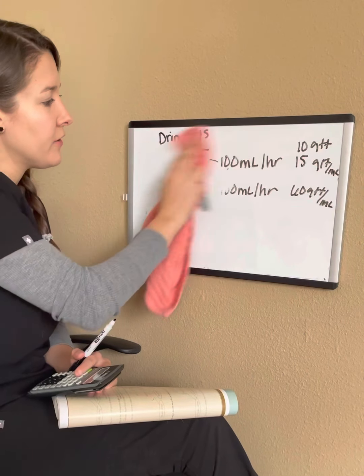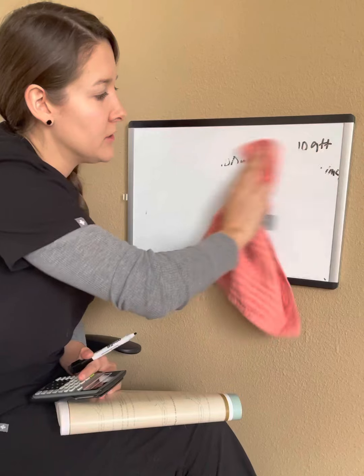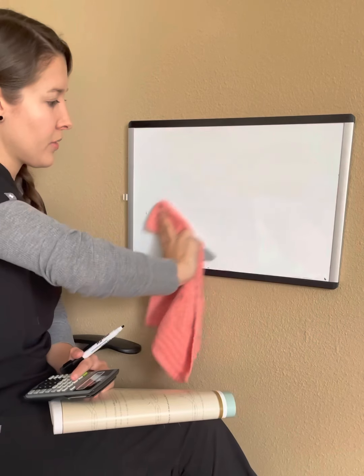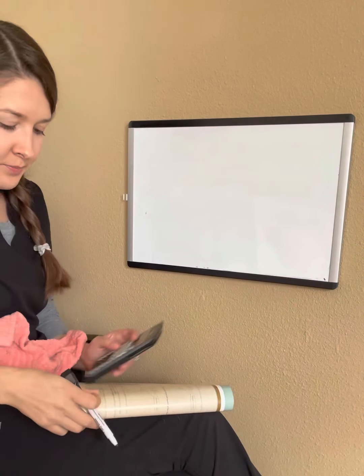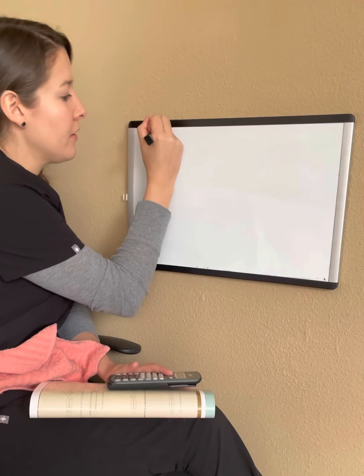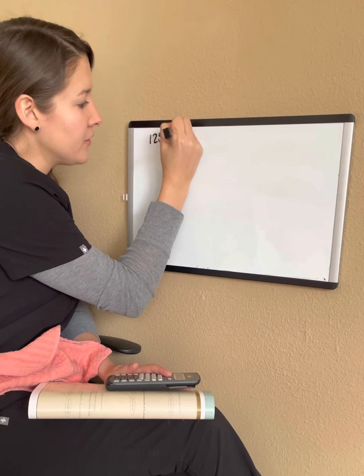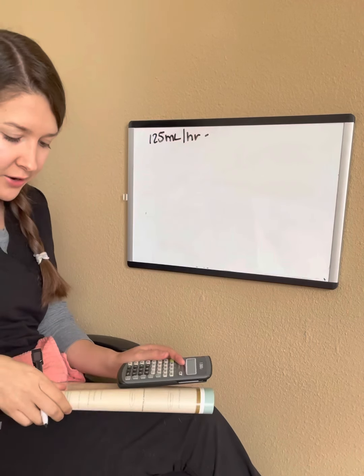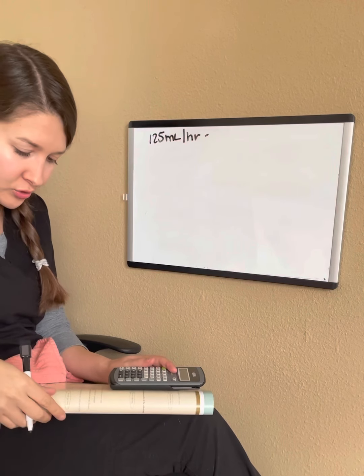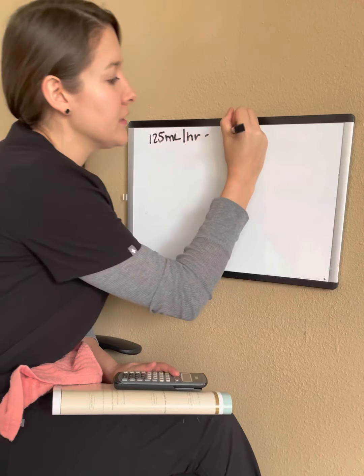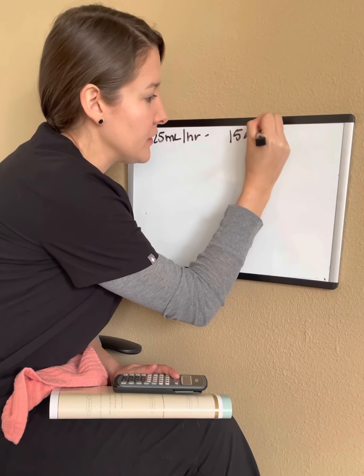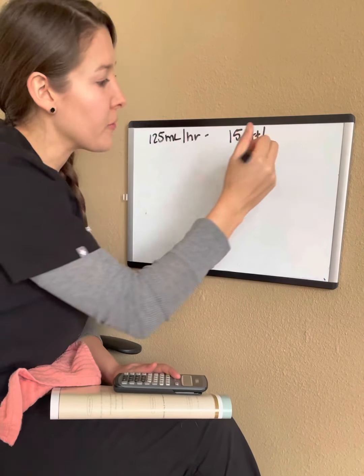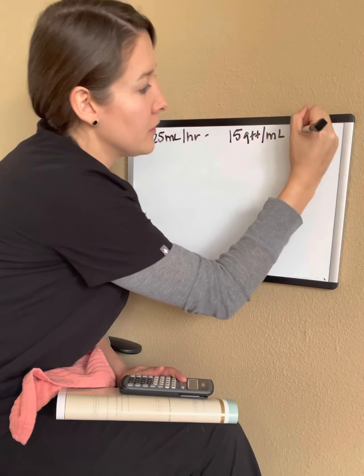So let's figure out some drop rates. Again, using the 125 mils per hour. Like we said, we're going to use a macro drop set. And let's just say we're going to use 15 drops per mil set. It's a macro.